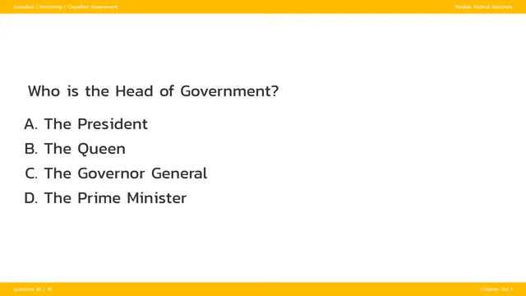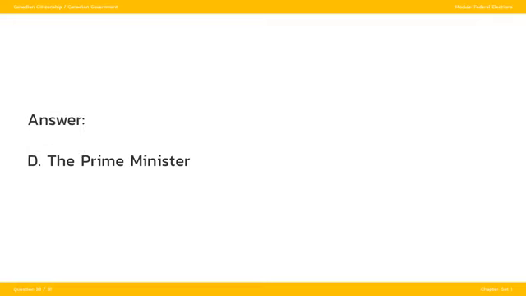Who is the head of government? A. The President. B. The Queen. C. The Governor-General. D. The Prime Minister. The answer is D. The Prime Minister.